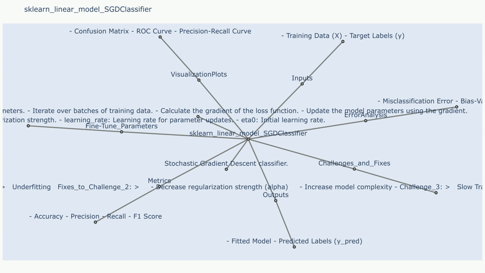Sample use case. Training a model with hinge loss on a dataset with outliers might result in a model that is highly sensitive to those outliers. Fixes to challenge 3. Use more robust loss functions, such as modified Huber, if the dataset contains outliers.